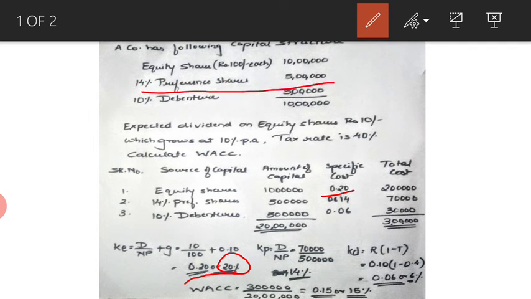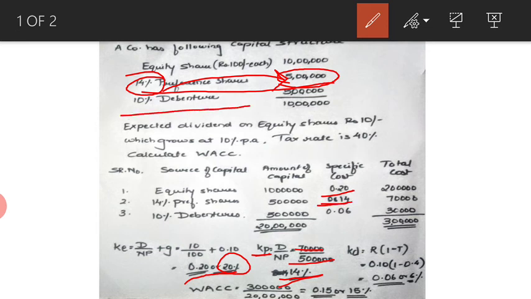Coming to preference, so we have to find out KP. So cost of preference is D divided by NP, because redeemable, irredeemable, there is no question at all, because maturity is not given. That means we consider it as irredeemable preference shares. So the formula is D divided by NP. Now how do we calculate D? 14% is the rate of dividend, 14% on 5 lakh. So 14% on 5 lakh is 70,000. So 70,000 divided by net proceeds. Now how much are we going to collect from preference? We have collected 5 lakhs. Okay, so 0.7 lakh divided by 5 lakh gives you 0.14 or 14%. So cost of preference is done, 0.14.